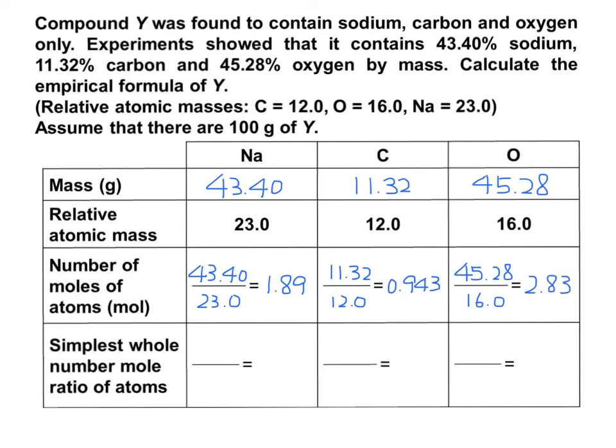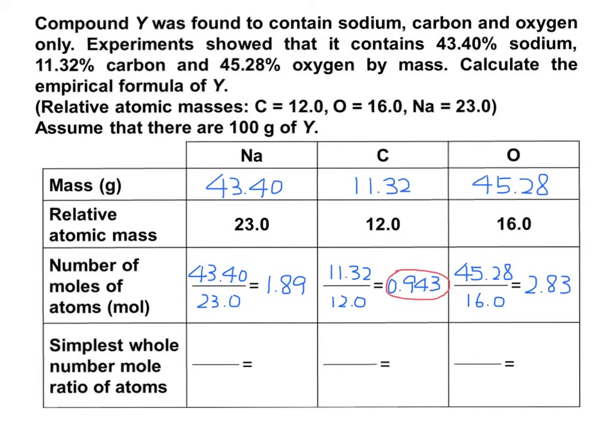Finally, calculate the simplest whole number mole ratio of atoms. We divide the number of moles of each type of atoms by the smallest number of moles. Here, the number of moles of carbon atoms is the smallest, which is 0.943.